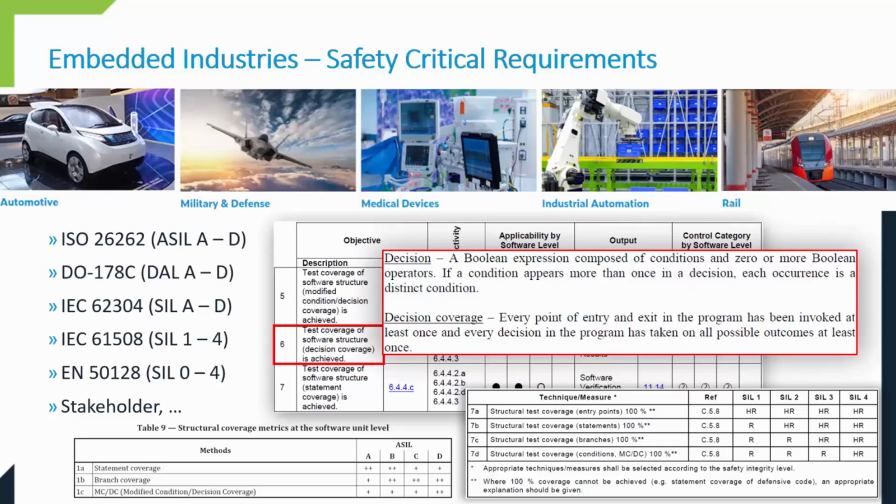For example, DO-178C defines decision and decision coverage, which can make it confusing. Decision coverage equates to branch, and Parasoft implements decision coverage as branch coverage, so that's important to note.